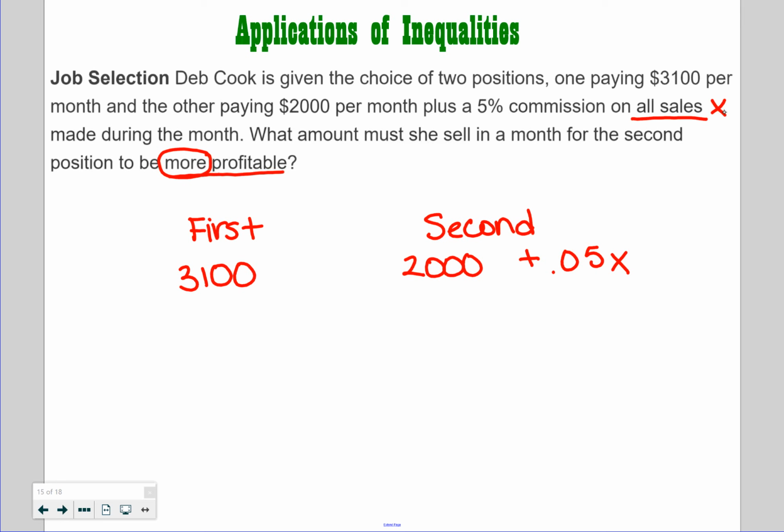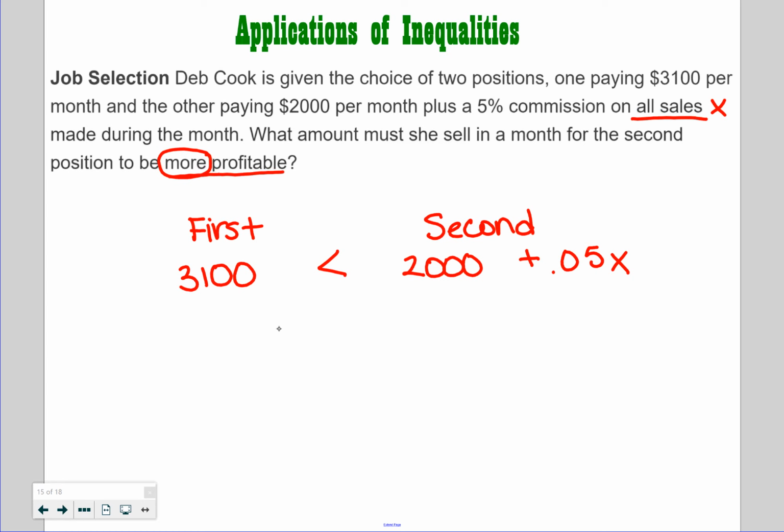And again, you can see I used that 5% as a decimal, 0.05. We want the second position to be more profitable. So we want the second position to be greater than the first, and that creates our equation.